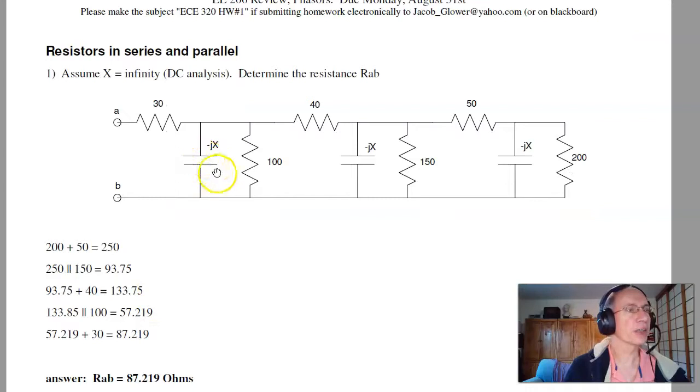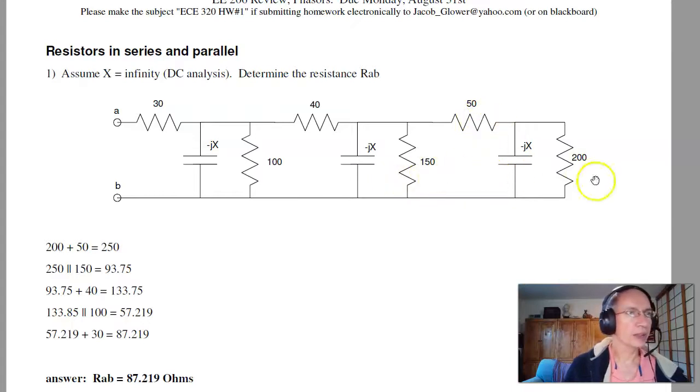Capacitors have no impact at DC. The current, I equals C dV/dt. The current is the derivative of the voltage. At DC, the derivative is 0, meaning current is 0. If there's no current, ignore the capacitors. So in this one, you need to add resistors in series and parallel.